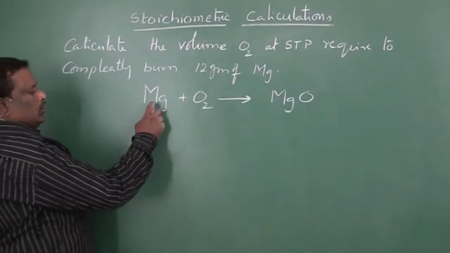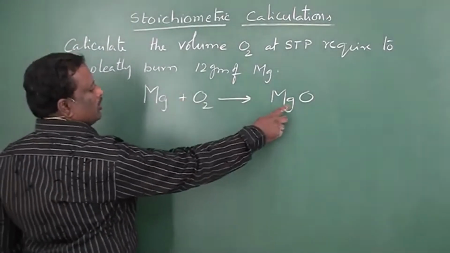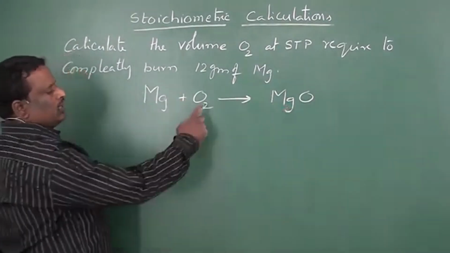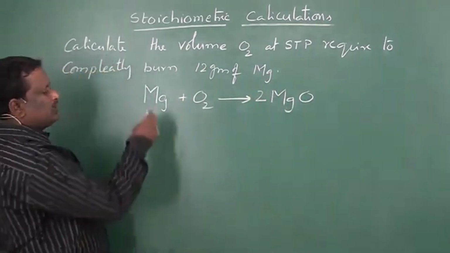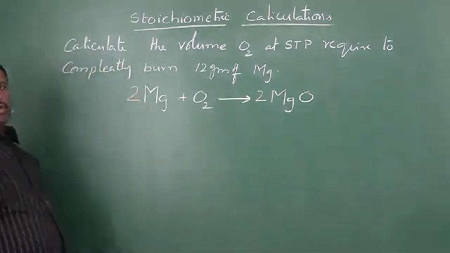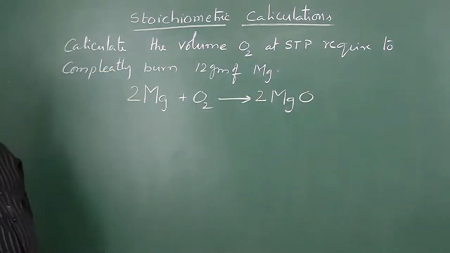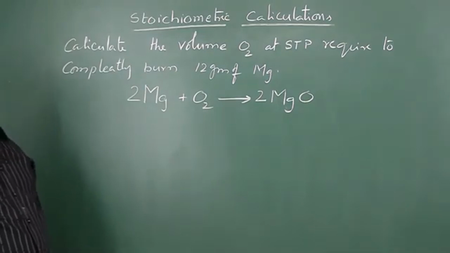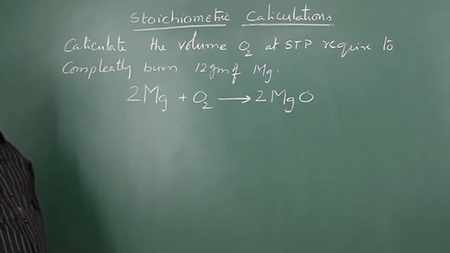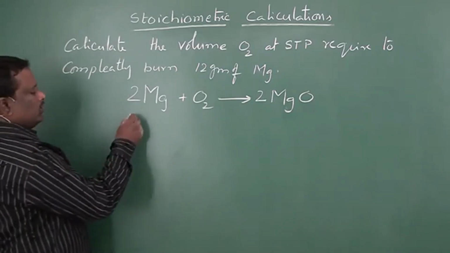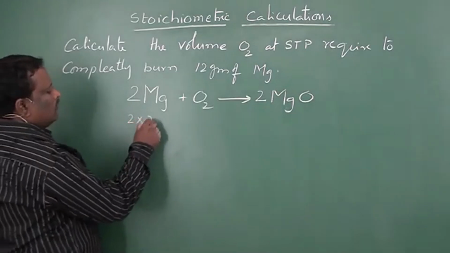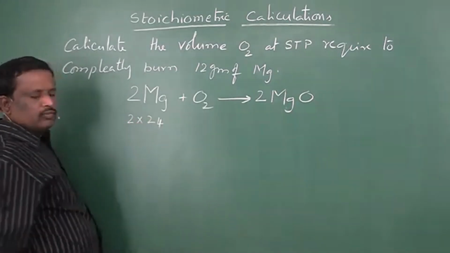Now, here there is 1 magnesium, and the product side also has 1 magnesium, but there are 2 oxygens on the reactant side and only 1 oxygen on the product side, so to balance it you have to write 2 here. 2 Mg plus O2 gives 2 MgO. This is the required balanced equation.